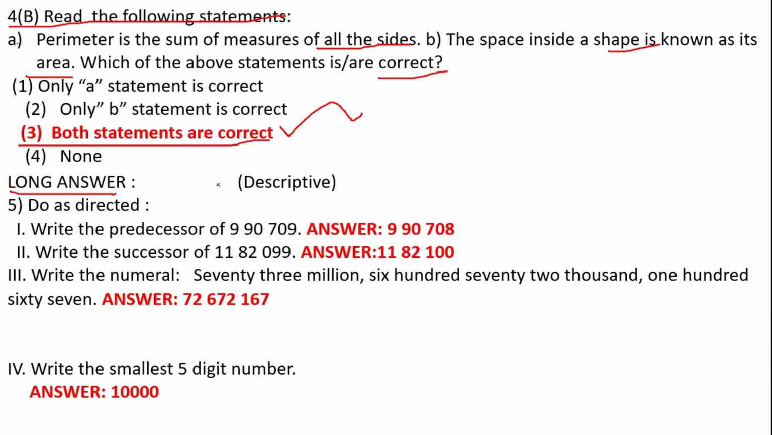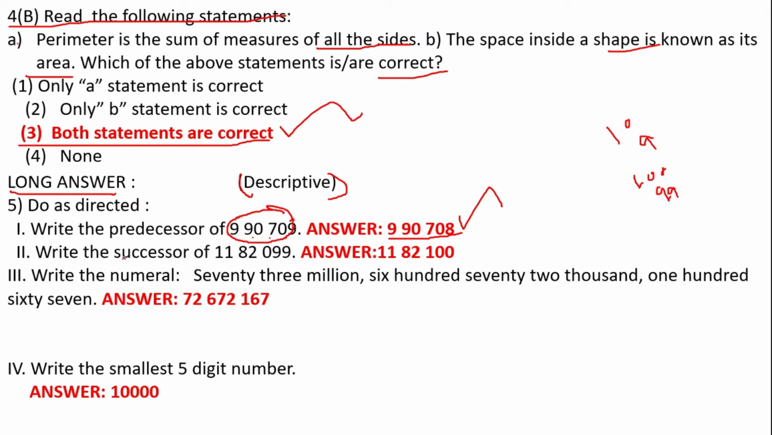Long answer. Descriptive type. Do as directed. Write the predecessor of 9,90,709. Predecessor means one number before the given number. Here 709 is there. So before 9, 8 will come. So 9,90,708 is the answer. Predecessor means, for example, the predecessor of 10 is 9. The predecessor of 100 is 99. So the same way you can do it.